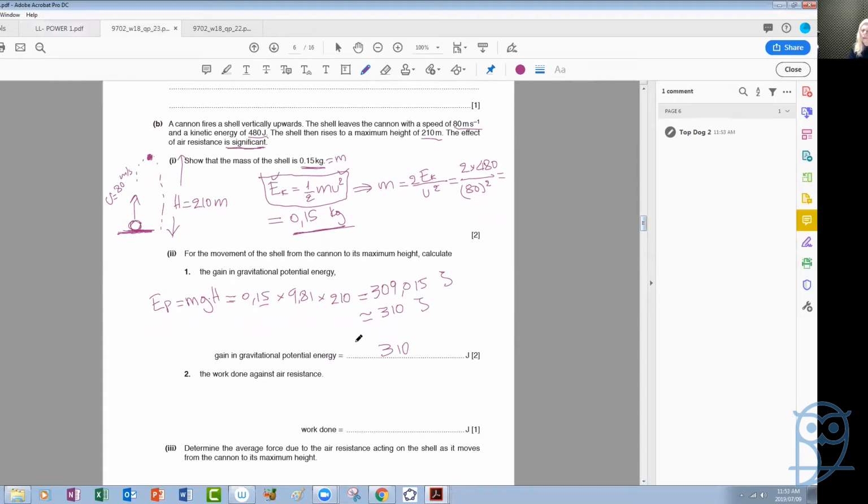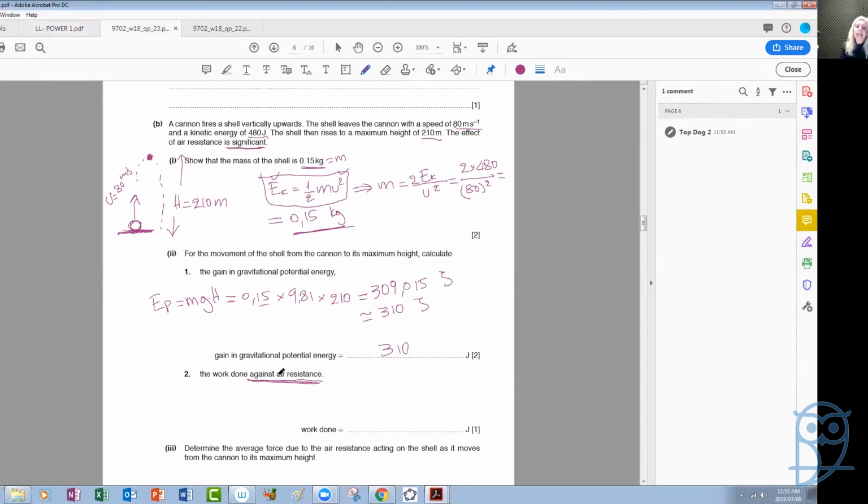So overall, you see, it's not really a difficult problem. They ask step by step. They don't really allow us to think very complicated thoughts. Okay, so then the work done against air resistance. We need to find, for the movement of the shell from the cannon to its maximum height, calculate, second, the work done against air resistance. Do you know what it means here?